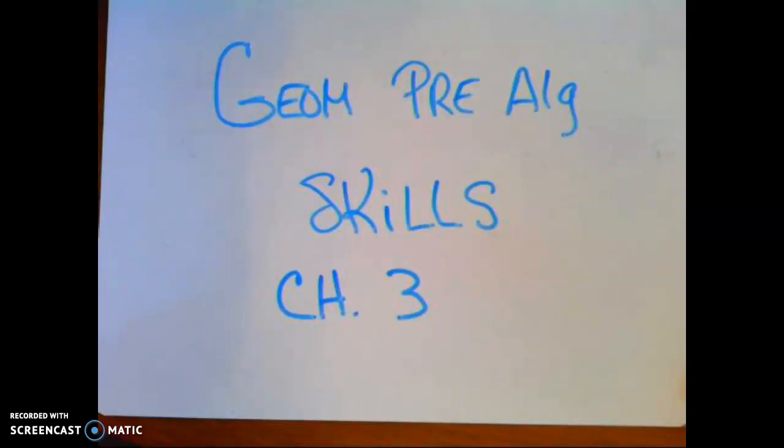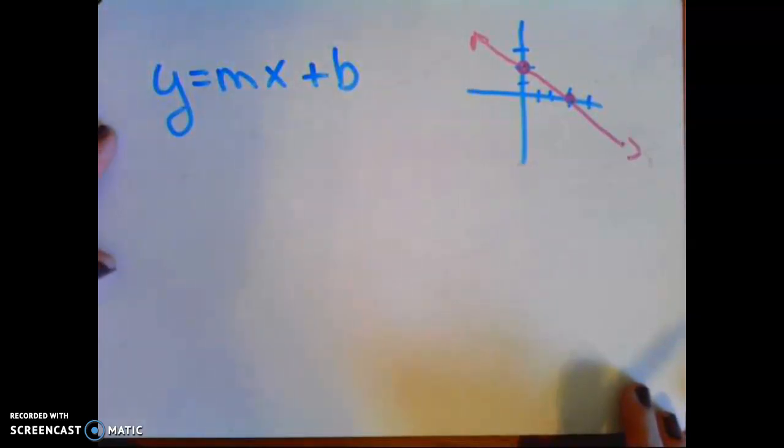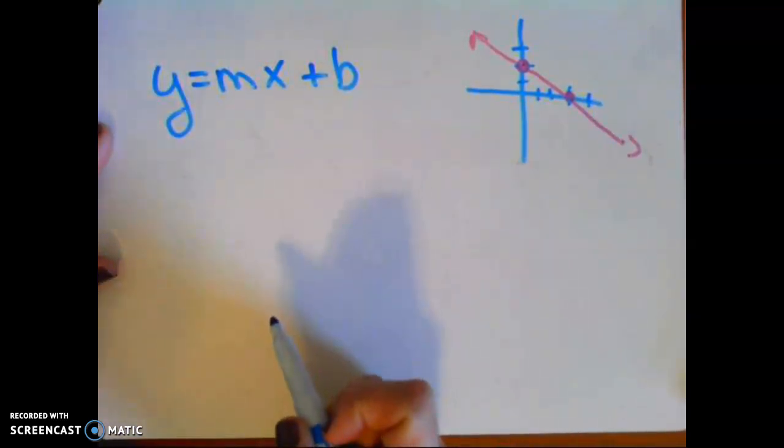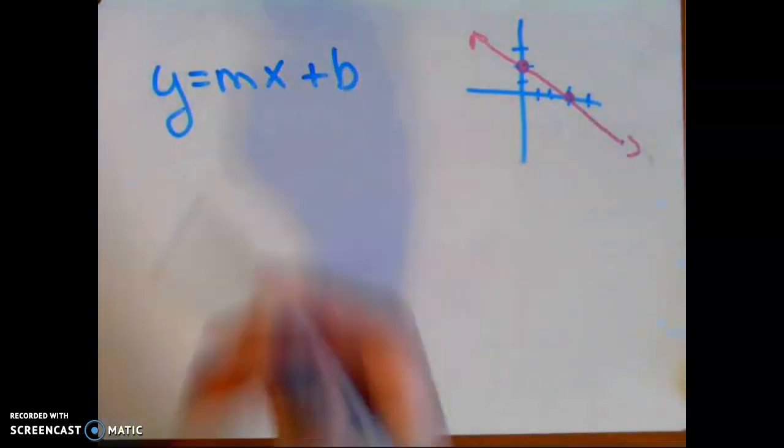This is our geometry pre-algebra skills for chapter 3. So we're going to take a look at a linear equation, y equals mx plus b, and we're going to just pick apart the three different main pieces of this equation.